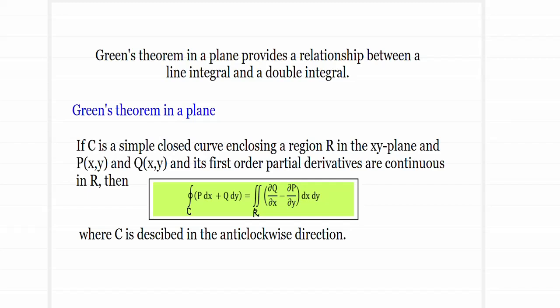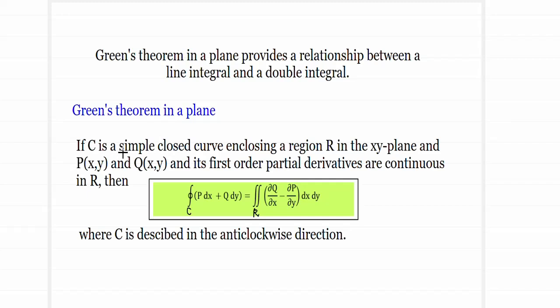Let C be a simple closed curve that encloses a region R in the xy plane. And let P and Q be two functions, P of x comma y and Q of x comma y, having first order partial derivatives that are continuous in the region R defined. Then the theorem says the integral over the closed curve C of P dx plus Q dy equals the double integral over the region R of dou Q by dou x, the partial derivative of Q with respect to x, minus dou P by dou y, with respect to dx dy. And we have to be cautious to say that C is described in the anti-clockwise direction.